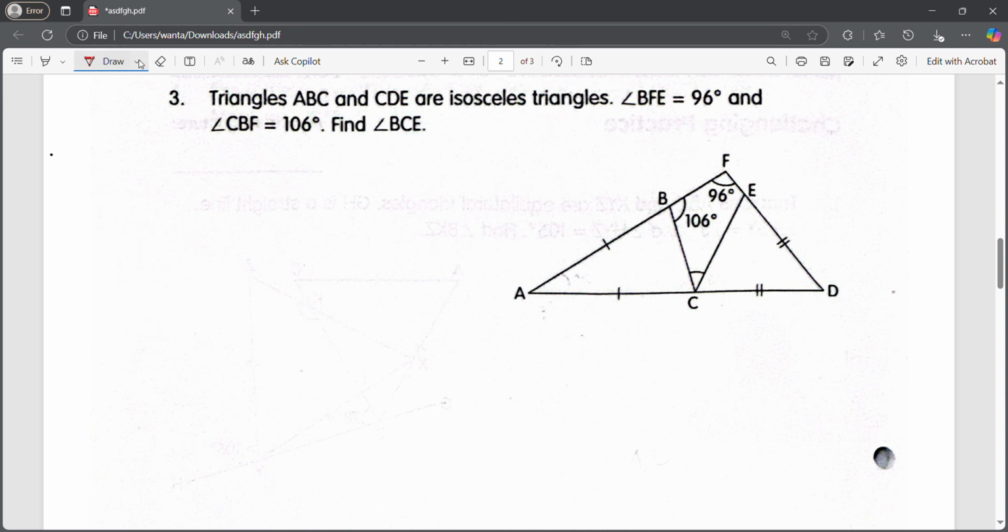Now let's go to number 3 and 4. In number 3, we're trying to find BCE. Okay, so look at the picture first. Find where BCE is. Well, it's over here.